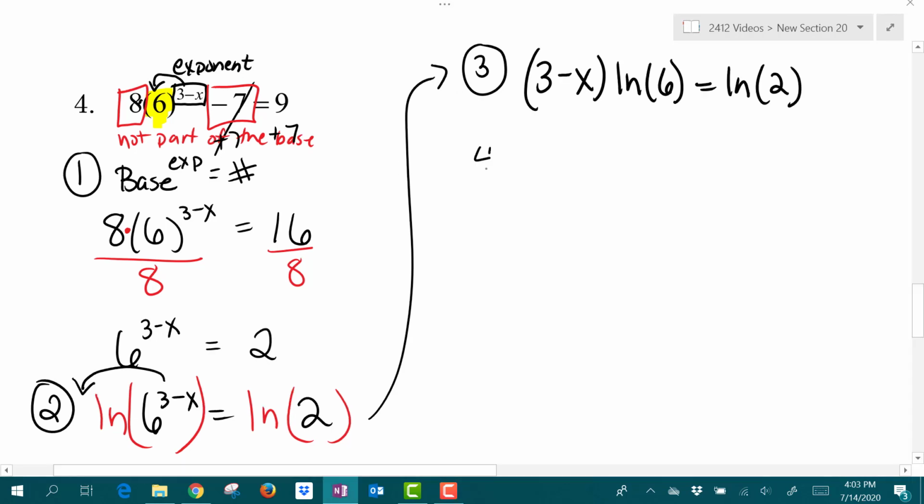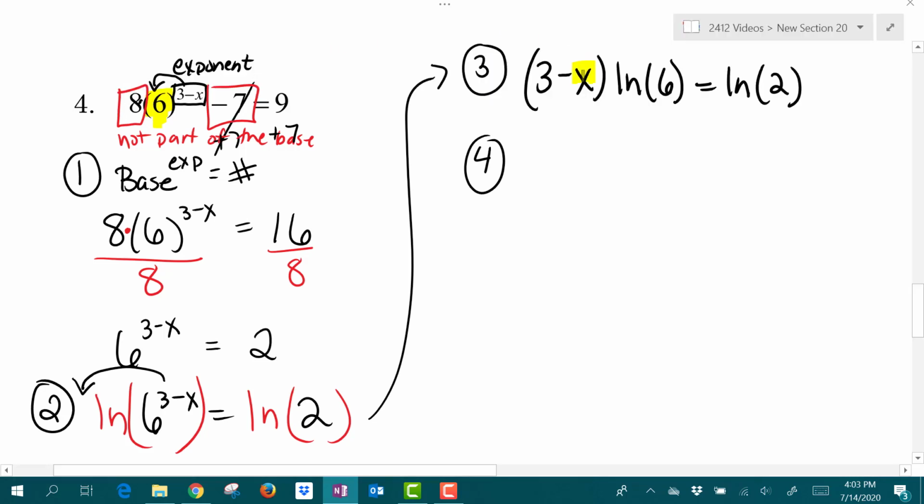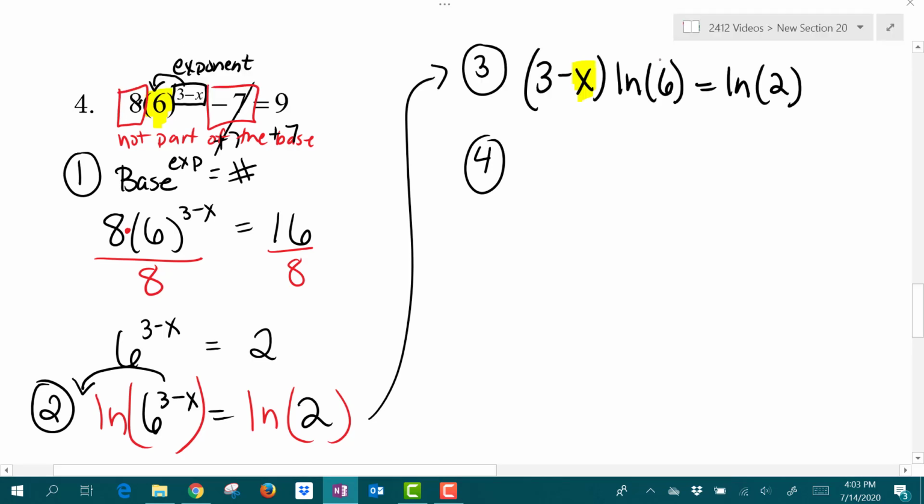For step 4, we want to solve for x. So we want to get this x by itself on one side. This can be solved in a similar approach to what we did on the last problem, but I'm going to use a slightly different approach. I'm going to take that natural log of 6 and multiply it into the parentheses. So I'm going to distribute the natural log of 6.